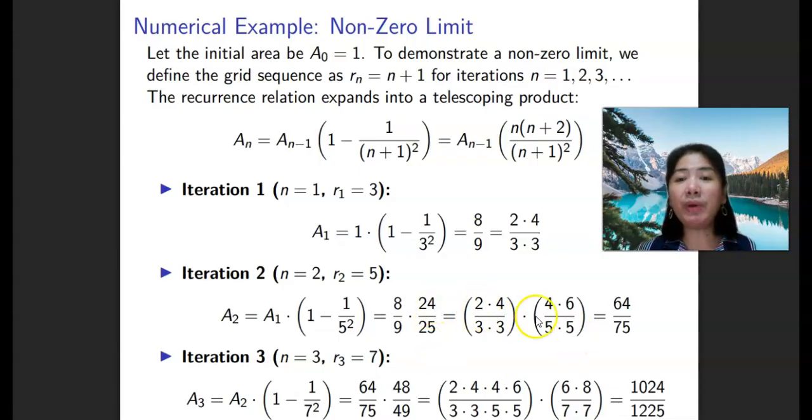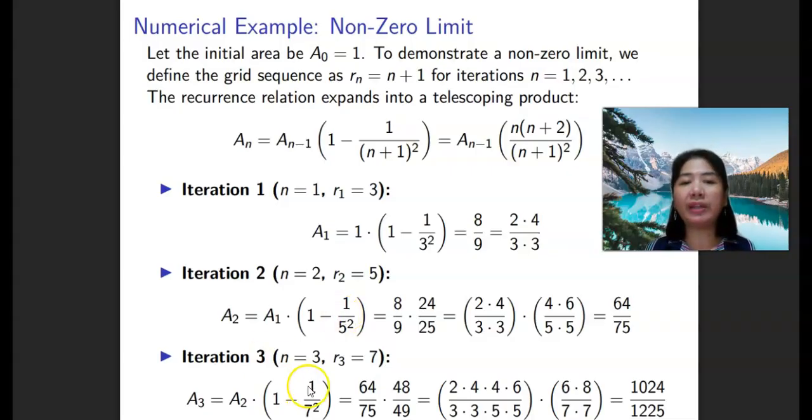Okay, so for the numerator, we have the factors 2 times 4 times 4 times 6. And for the denominators, we have the factors 3 times 3 times 5 times 5. Okay, and then computing the product, we have 64 over 75. So that's for level 2.